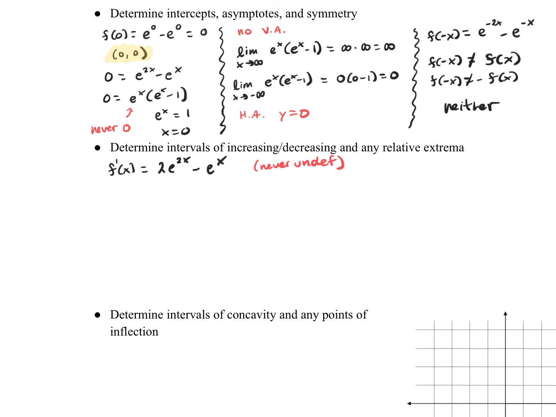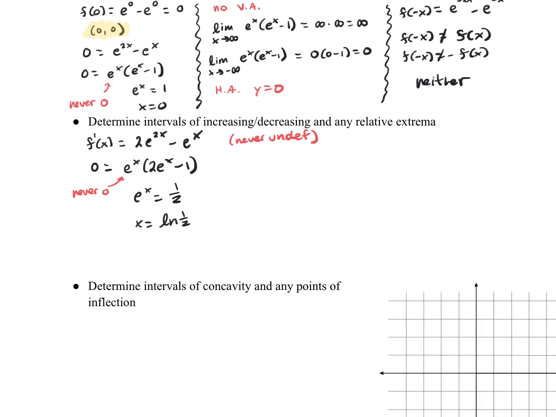So now we need to check to see when our first derivative is equal to 0. So we can factor again. We can factor out e to the x. And again, this will never be equal to 0. So I'll make a little note, never 0. But then we can set this factor equal to 0. So we get e to the x equals 1/2. So rewriting this as a logarithmic expression gives us x equals the natural log of 1/2. So this is going to be our critical number. I'll make a little note.